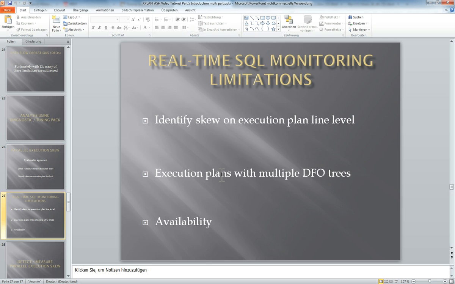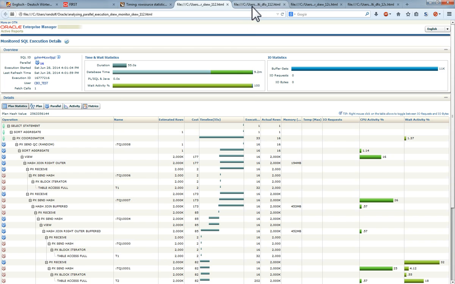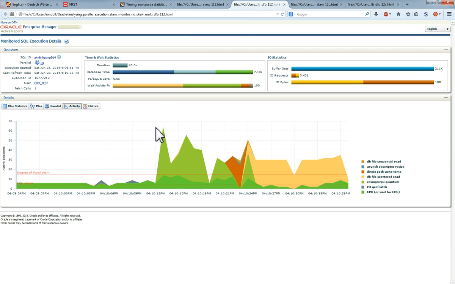And yeah, real-time SQL monitoring actually has some problems when you end up with execution plans that consist of multiple DFO trees, which is not that uncommon, because when you start using the with clause and you have a so-called temp table transformation, then with parallel execution you can easily end up with multiple DFO trees. And let's have a look at another report to show you the problem that can happen with having multiple DFO trees.